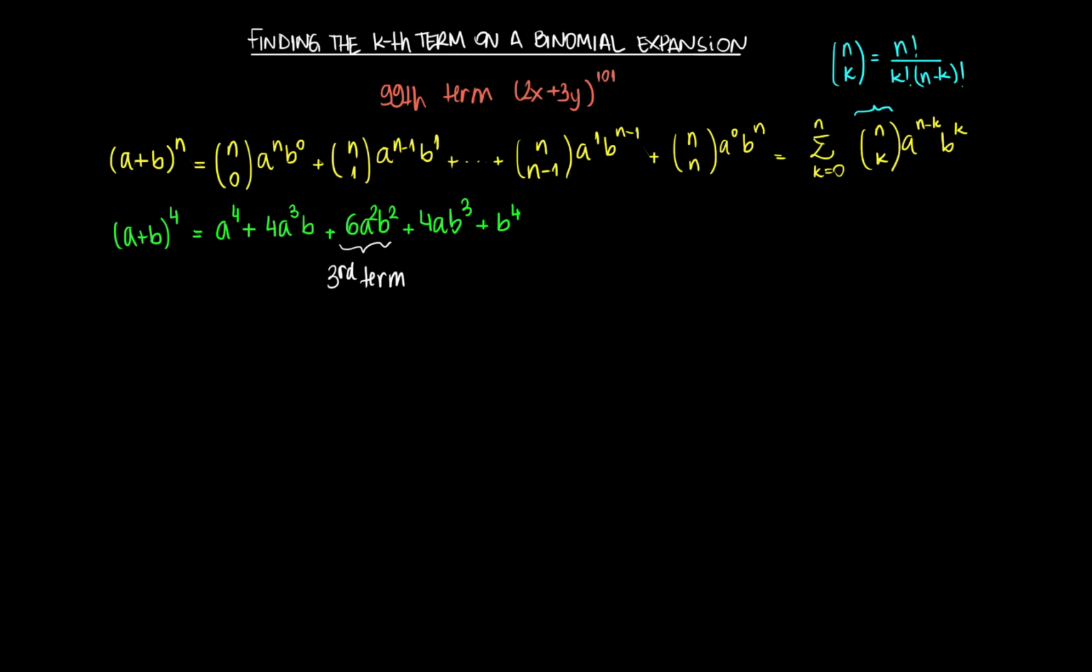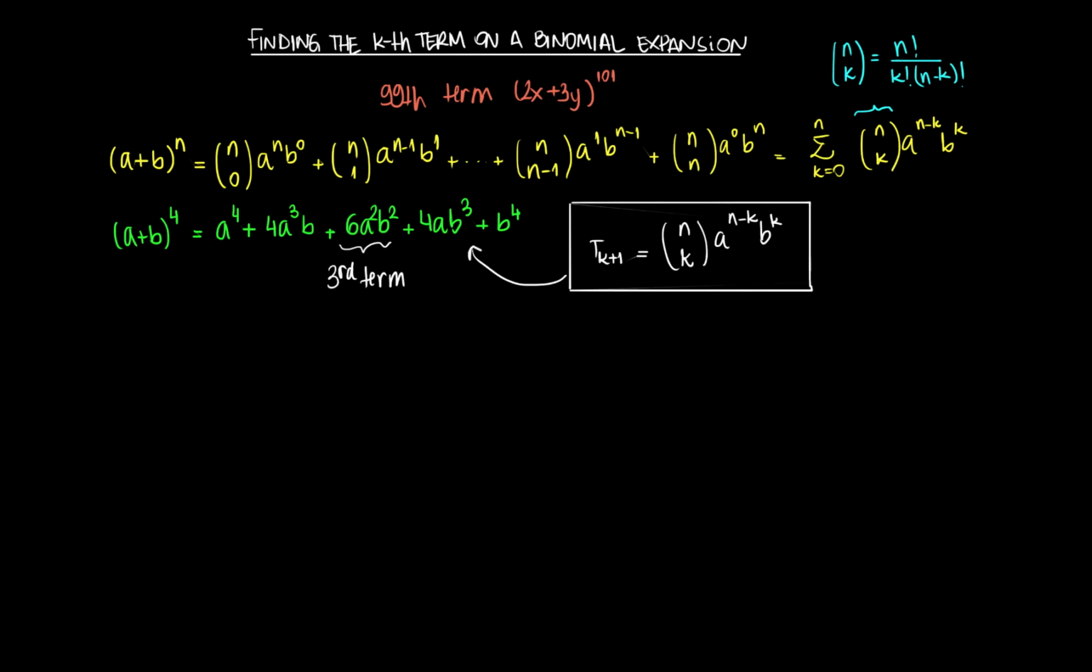How can we find this out? We can use this formula over here. We have t, which is the term k plus 1. It's going to be equal to n choose k, a to the power of n minus k, and b to the power of k. So this is the formula to calculate any term inside a binomial expansion. Let's use it for this example and prove that it's actually correct.